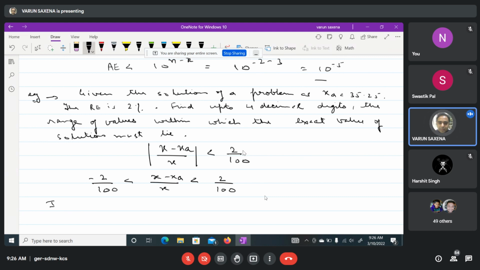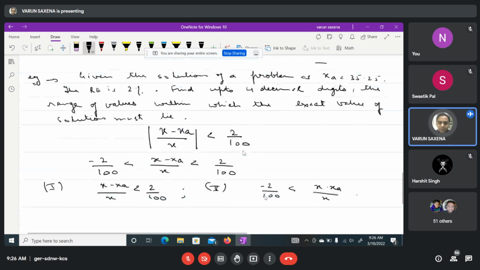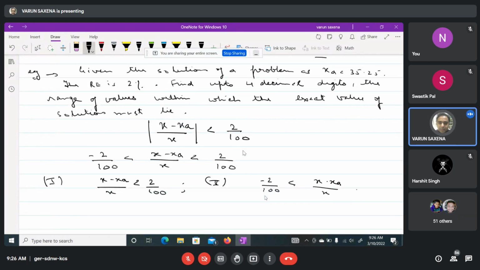The first equation that we will solve is that (x minus xa) over x is less than 2 by 100. And the second equation that you are going to solve is that minus 2 by 100 is less than (x minus xa) over x. So you solve them, you'll get two ranges basically of x, and then you have to combine them and you get an answer. So I'm waiting for you to tell me the range. What will be the range in which the exact value must lie?